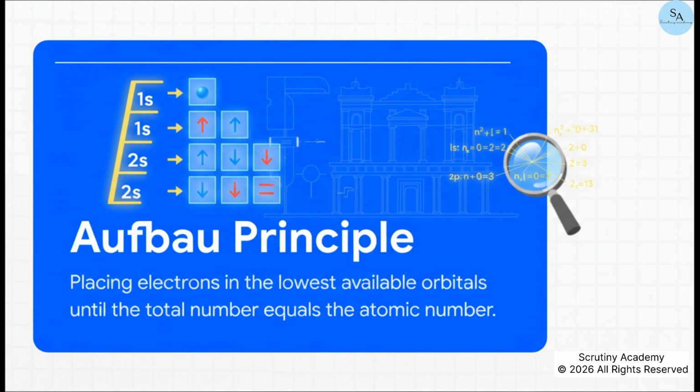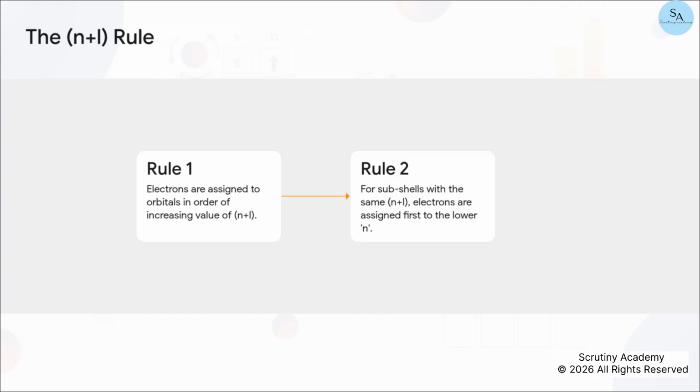We build the atom up, 1 electron at a time, by always placing them in the lowest energy orbitals available first. Why? Because nature is efficient. It always prefers the most stable, lowest energy setup. So how do we know the exact energy order? Well, there's a simple little trick for it, called the n plus l rule. You just add the n and l values for an orbital. The lower that number, the lower its energy.